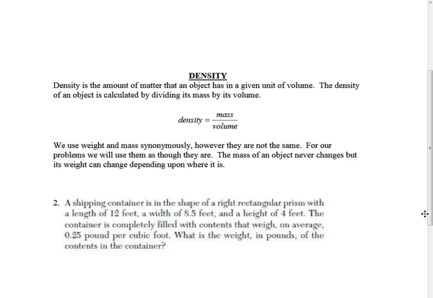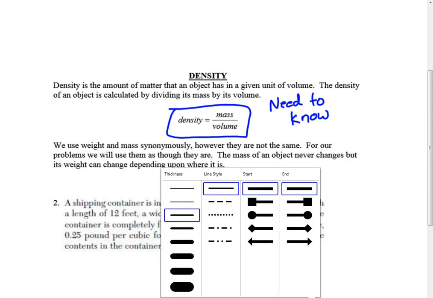So let's talk about density for a minute. Density is the amount of matter that an object has in a given unit of volume. The density of an object is calculated by dividing its mass by its volume. This formula is a need-to-know formula. So density is mass divided by volume.